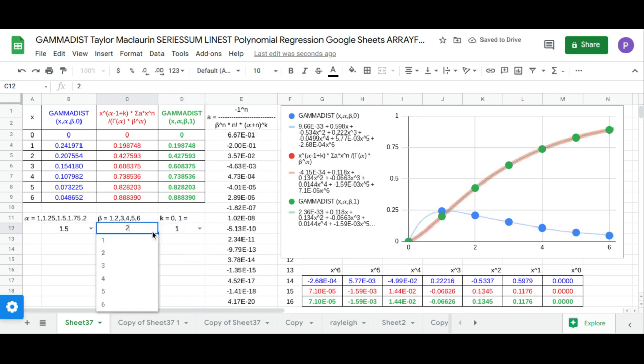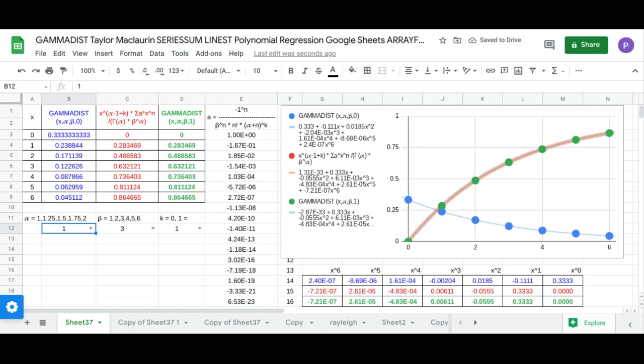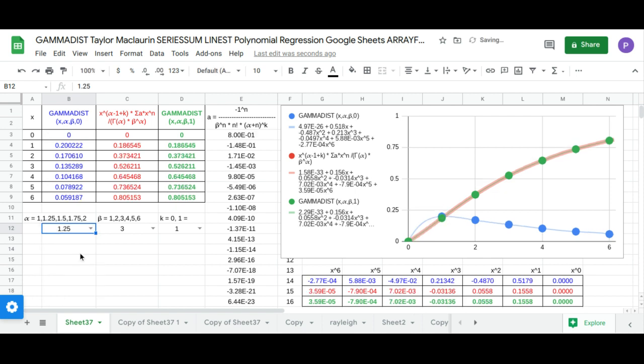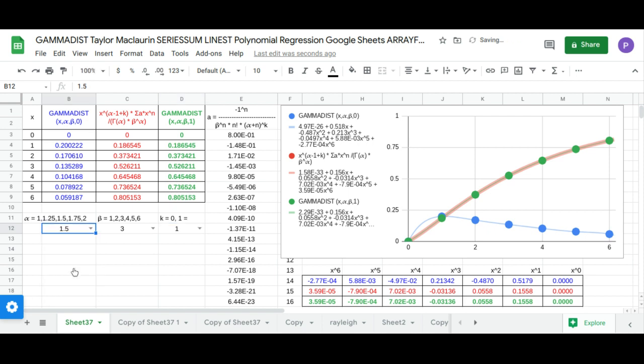And if we go to beta equals 3, we can go back to 1, which is expandist or exponential. Then we go higher, 1.25. We can toggle back to 0, which is the probability density function, or the cumulative distribution function. Goes to 1.5.